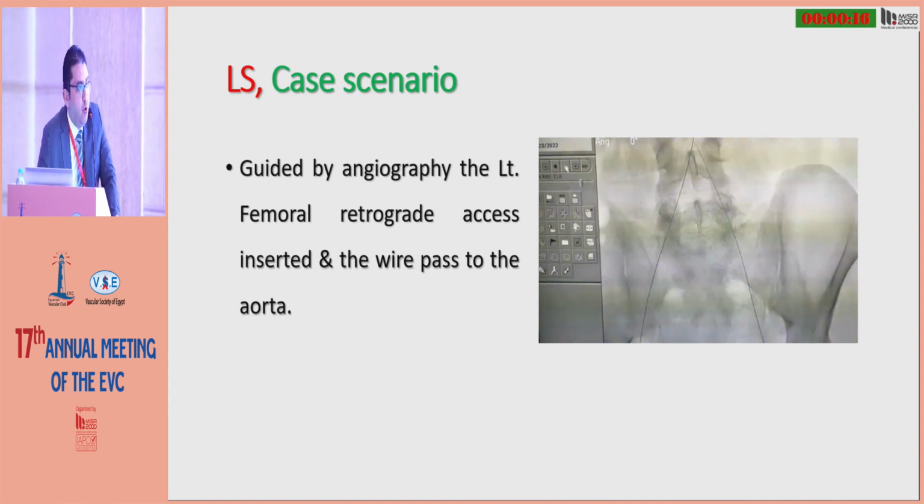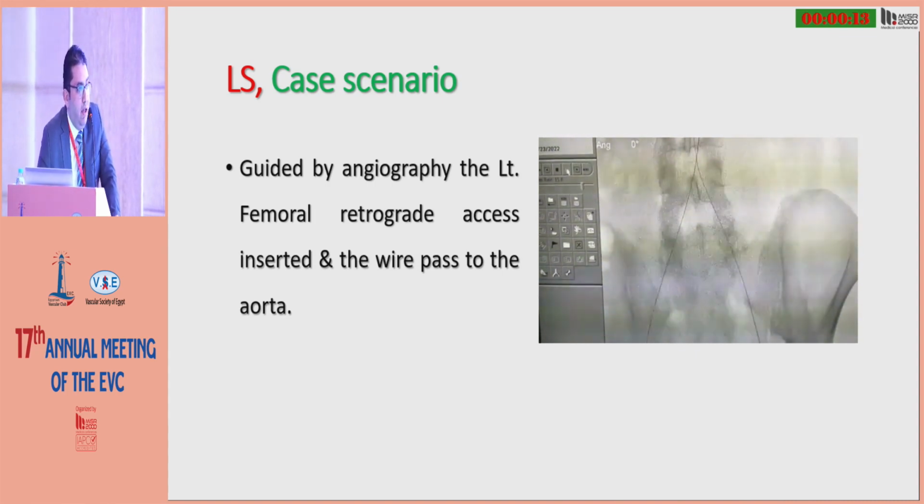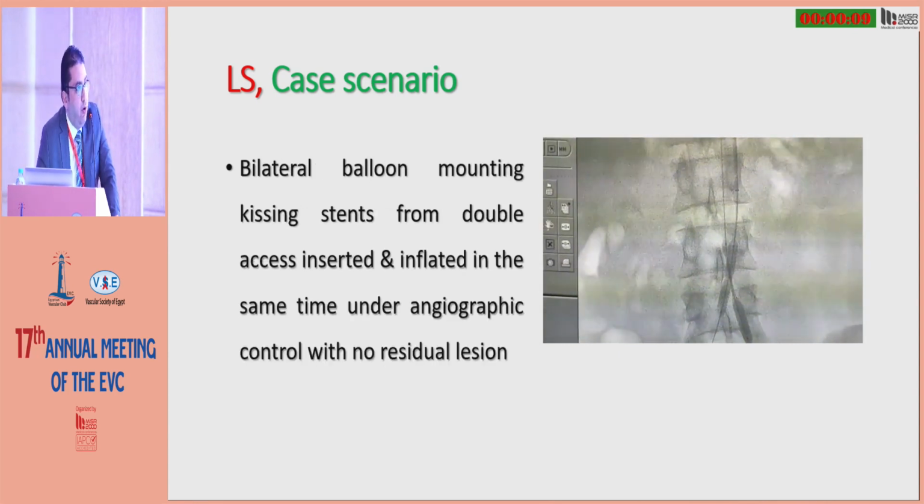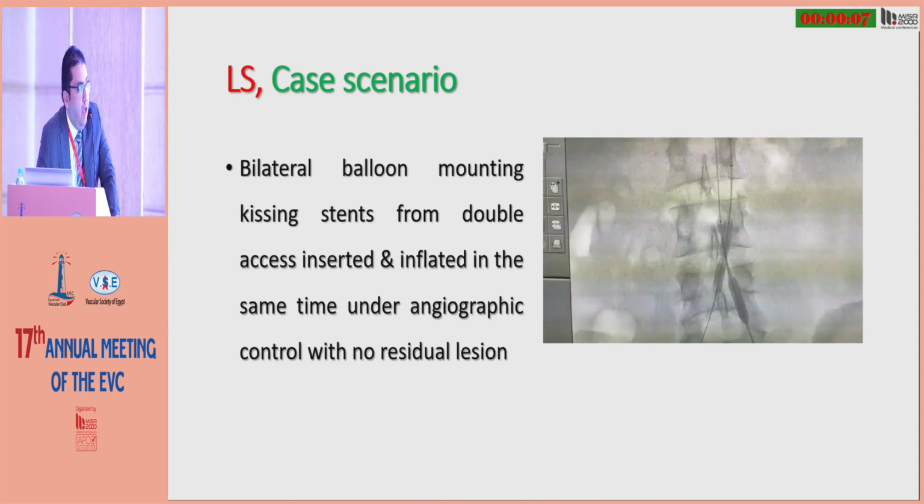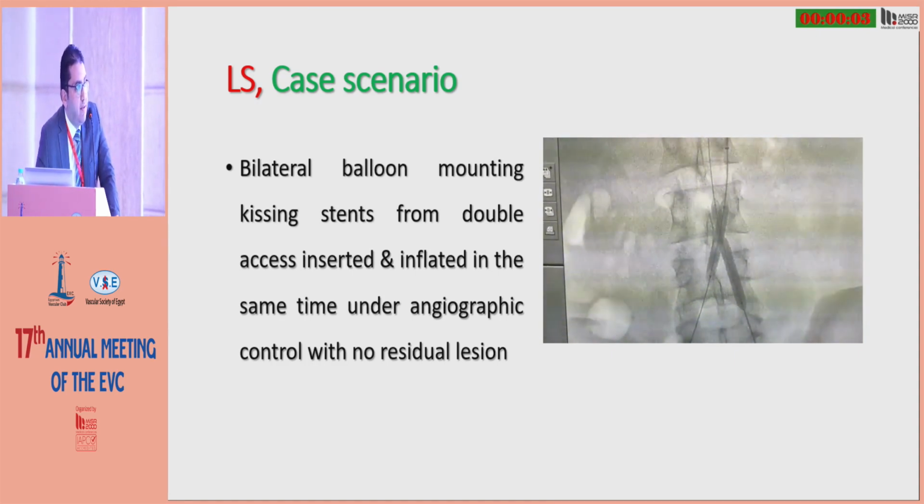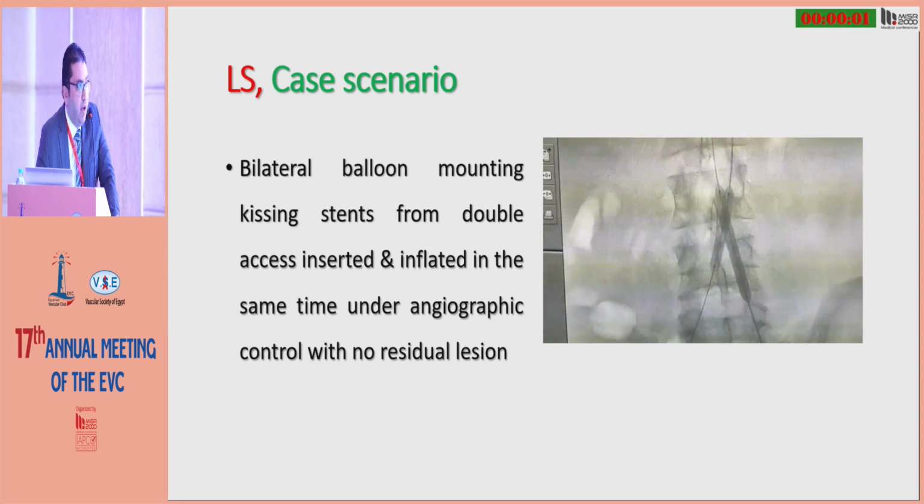Then we accessed the left femoral artery from the retrograde approach. Bilateral balloon-mounted kissing stents from the double axis were inserted and inflated at the same time under angiographic control.